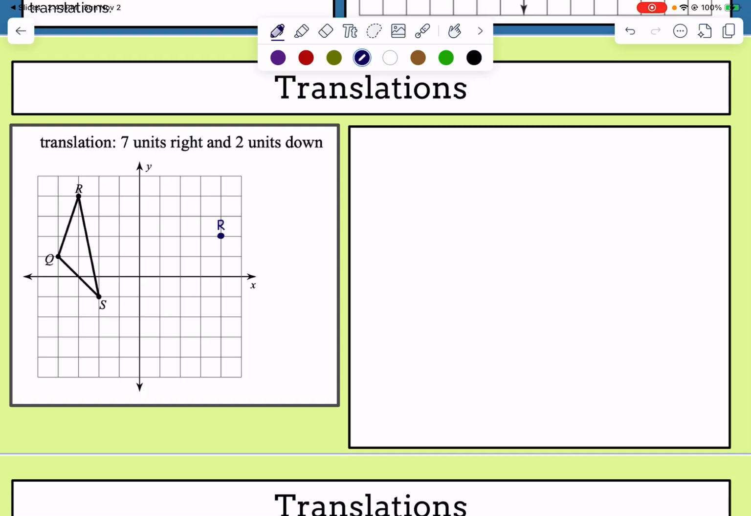Do we call it R? Well, we actually call it R prime. Don't forget that apostrophe. And then repeat this process with the other 2 points. 1, 2, 3, 4, 5, 6, 7, and 2 down. And S, 1, 2, 3, 4, 5, 6, 7, 1, 2, down.